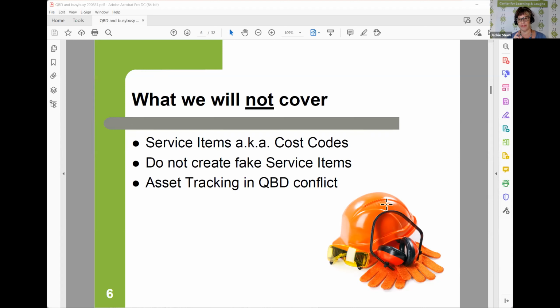I also will flag one other thing. The asset tracking in QuickBooks Desktop conflicts a bit because it turns these assets into a service item when you look at the service item list. So it can just create a bit of muck that we don't really want. And in most cases, for bookkeepers, you're doing more than just tracking assets. You're tracking all of the property owned by the company.